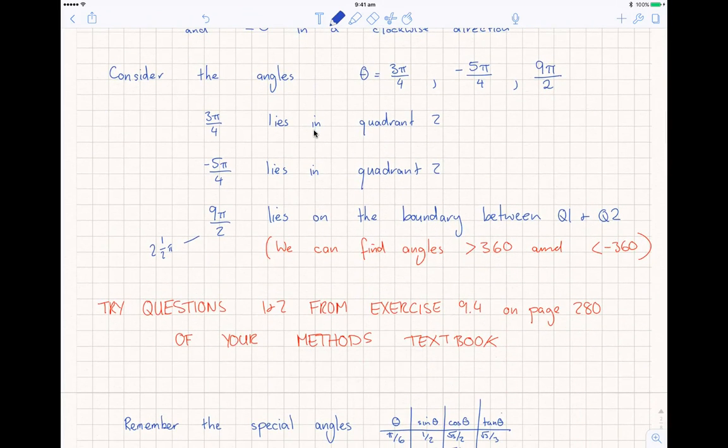Okay, so what I'm going to get you to do, just to help you consolidate it a bit, because there's only going to be a couple of questions, just do a couple and check your answers. So have a look at questions 1 and 2 in exercise 9.4 on page 280 of your methods textbook. You could do a couple of those just to check your understanding before you go on.